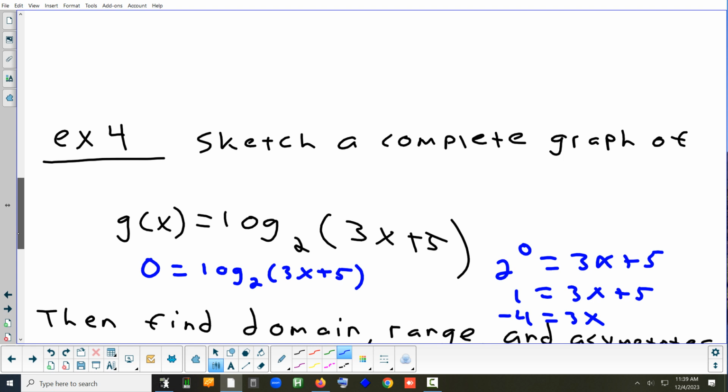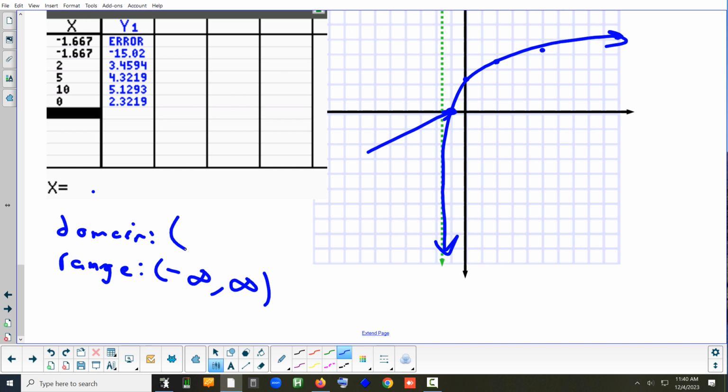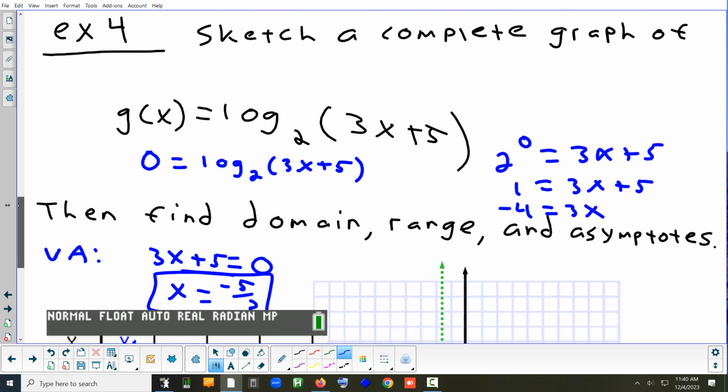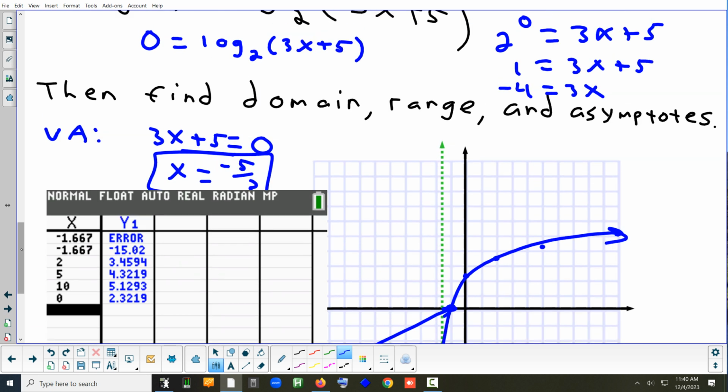Okay, so there's our sketch. Find domain and range. Well, let's start with range. What's the range? All real numbers. And what about the domain? Yeah? What was our fraction? Oh, maybe 5/3. -5/3 to positive infinity. Yep. And the vertical asymptote, well, we already found that right here. -5/3.